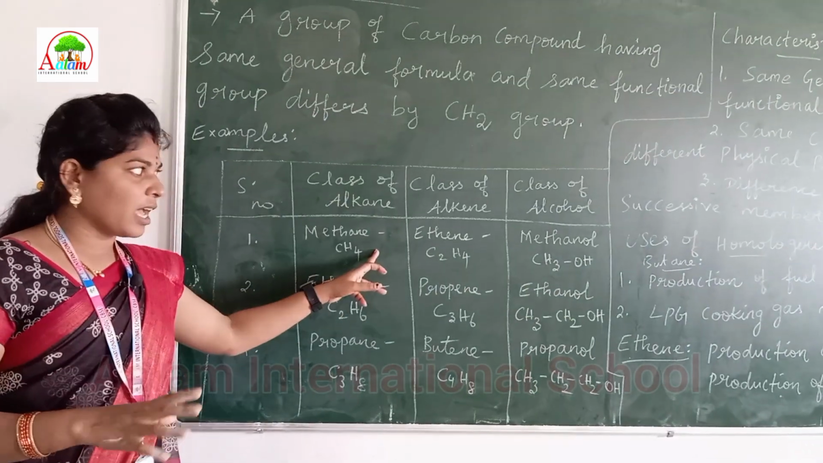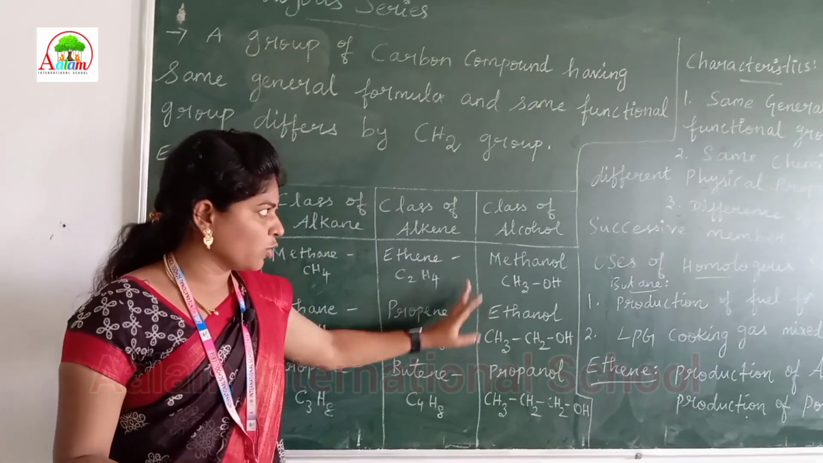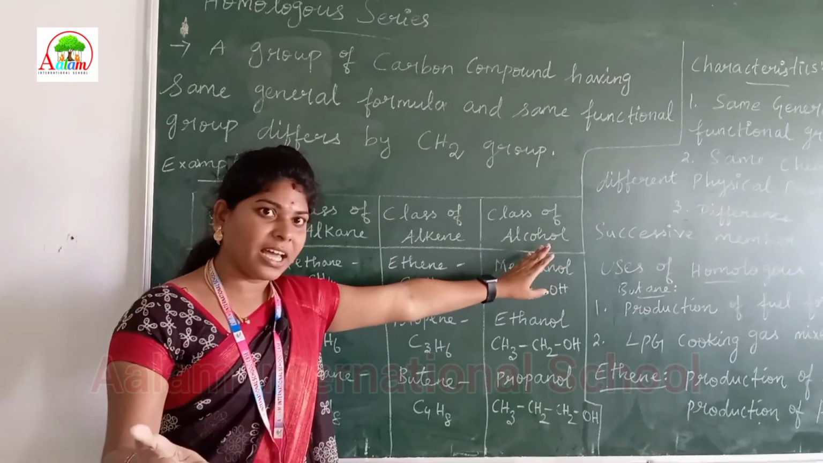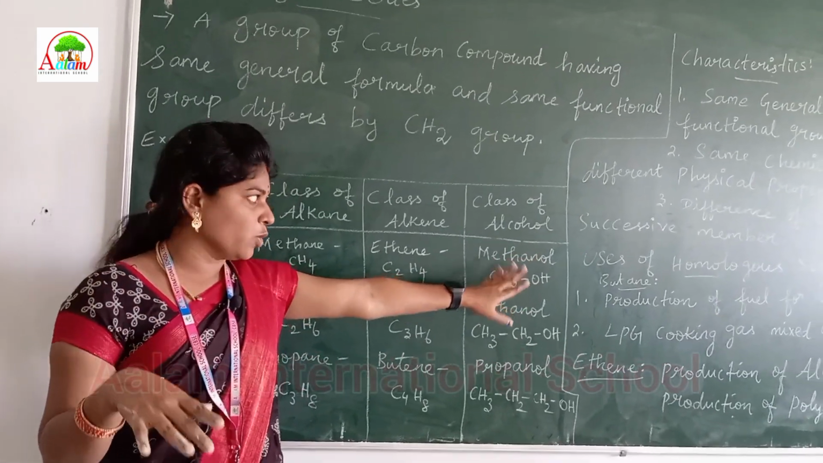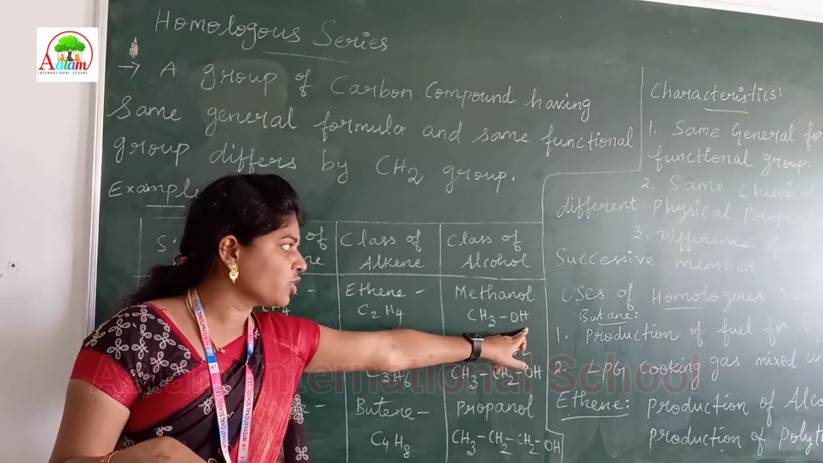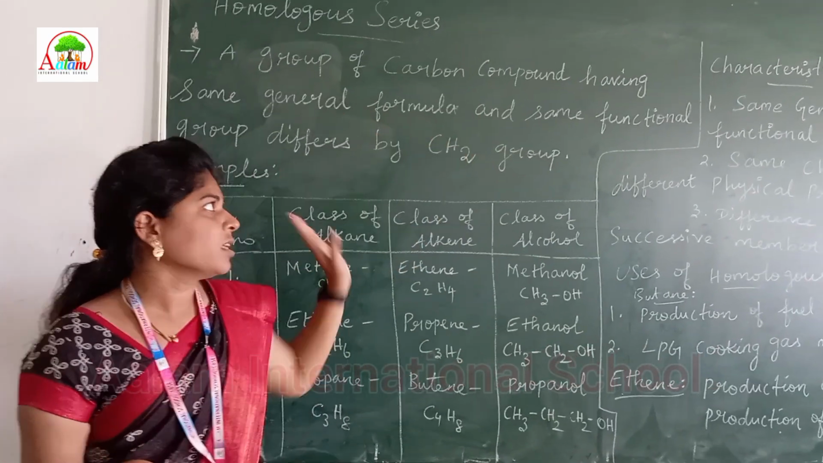Alkane does not have a functional group. Alkane is also not having a functional group. Alcohol, aldehydes and ketones, these features we discussed in the previous video. So alcohol has a functional group, and that is also listed in the definition of homologous series.